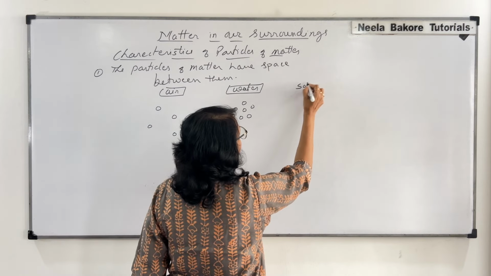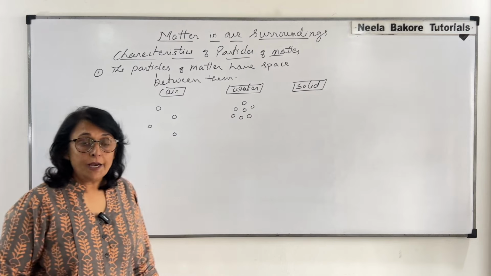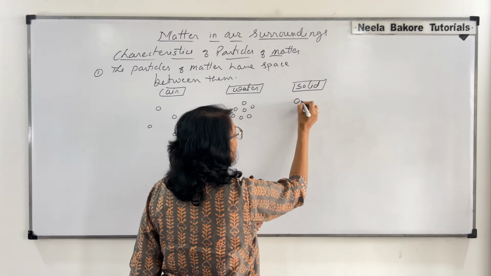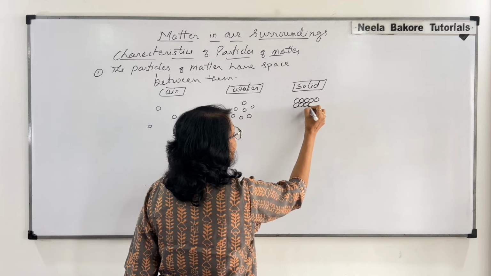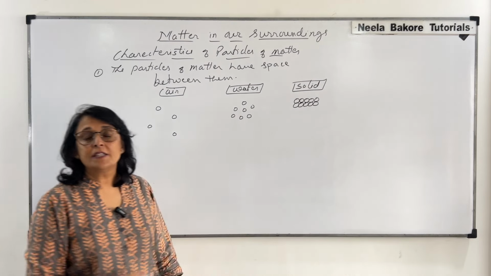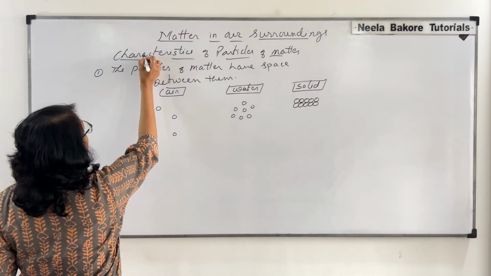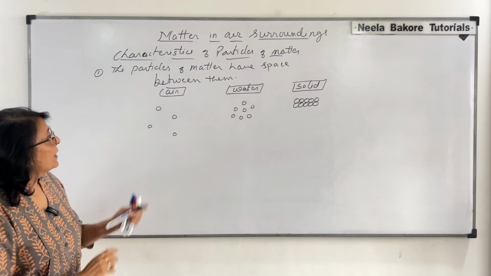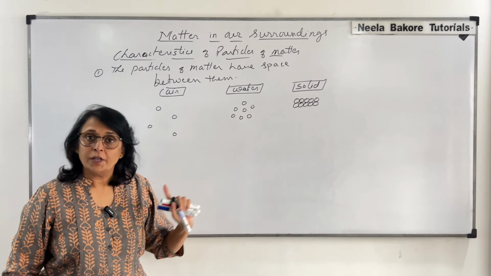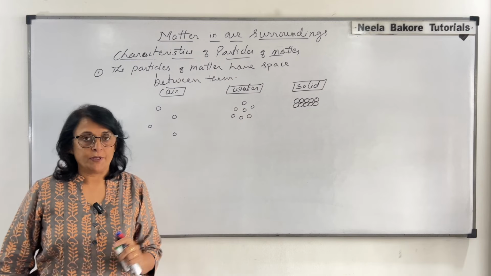And then let us take the example of some solid. In solids, the particles are very close to each other. That means the space between the particles is very, very less. Okay, so air, water, and solid. This is how the particles are. Now to understand this, let us take an example.